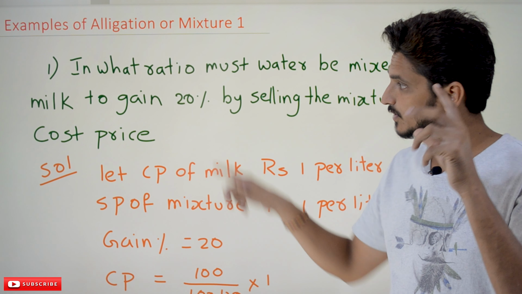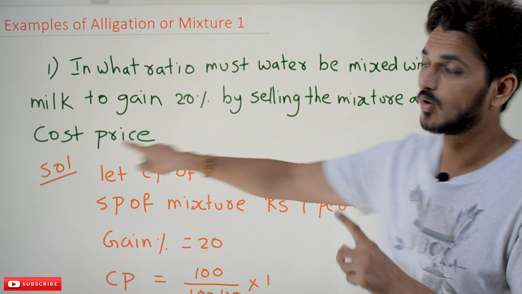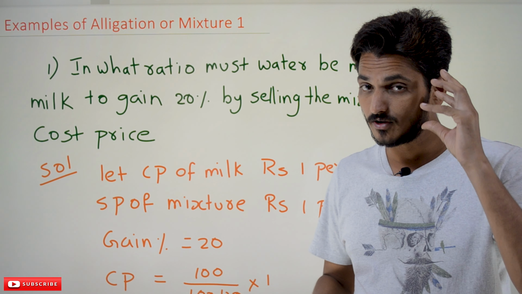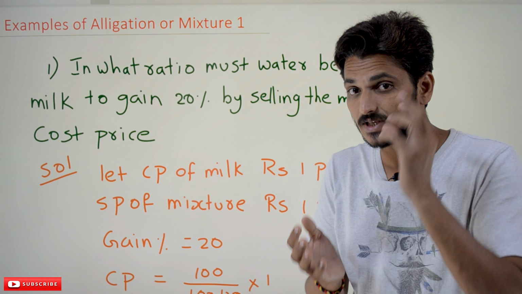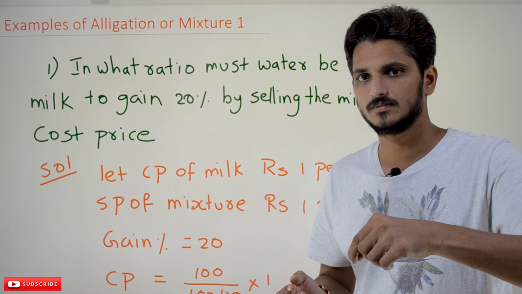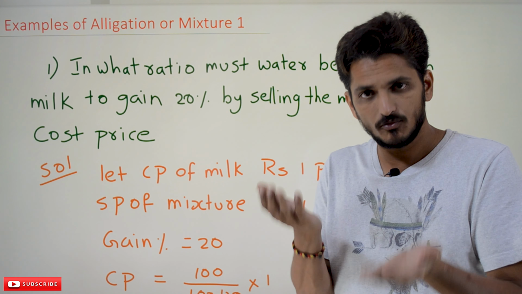See, understand it properly. 20% by selling the mixture at cost price. Here we need to get a profit of 20%, and you have to sell the mixture at cost price. So at what ratio you have to mix water with milk?